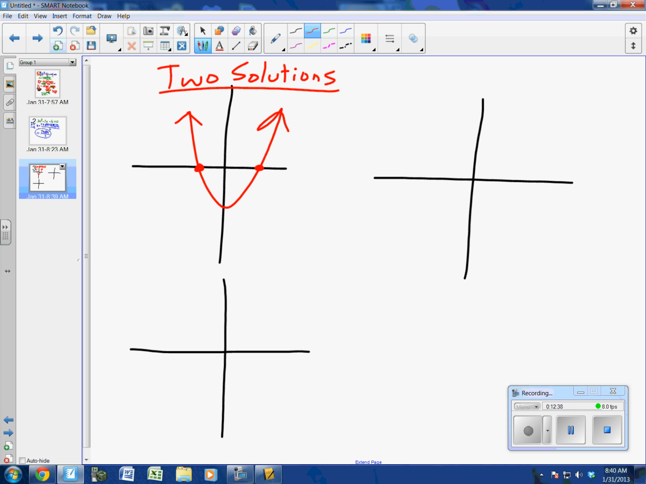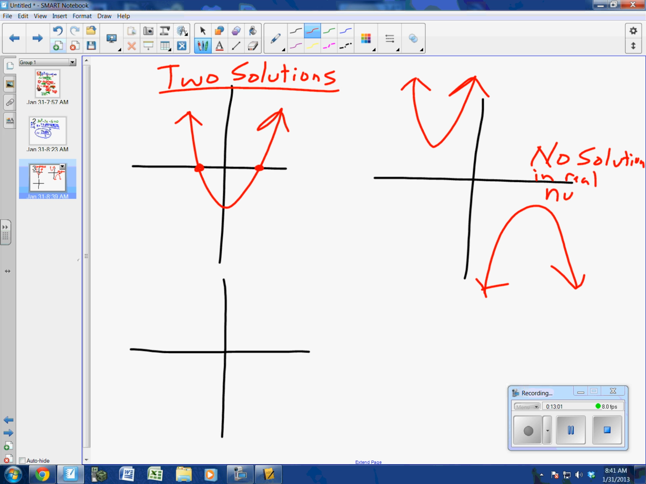What would that look like? Above it or below it? It could be going down like that, or it could be going up like this, right? And it never crosses the x-axis. What would we say that has? We say no solution in real numbers, but I will show you that it has 2 imaginary solutions later on. Okay? Because the square root, guess what the square root's going to come out to be? A negative number. And we'll talk about that in a second.